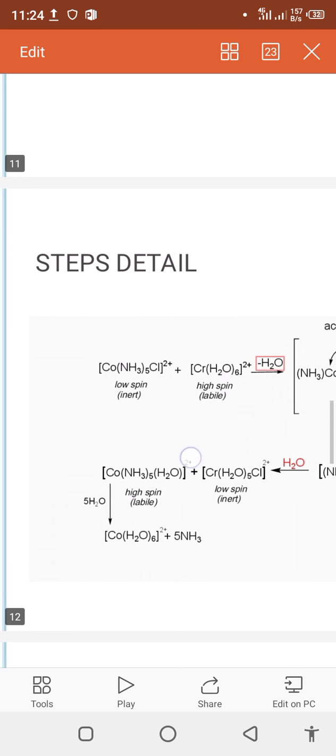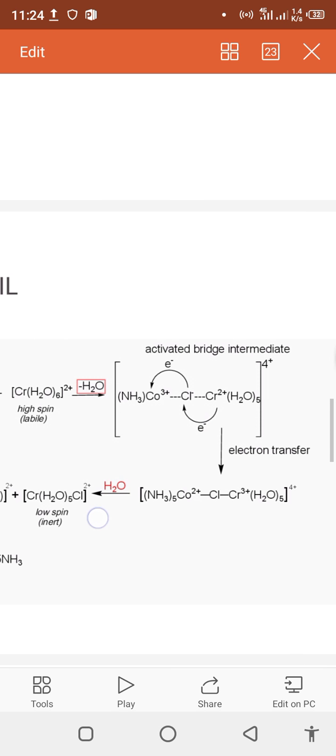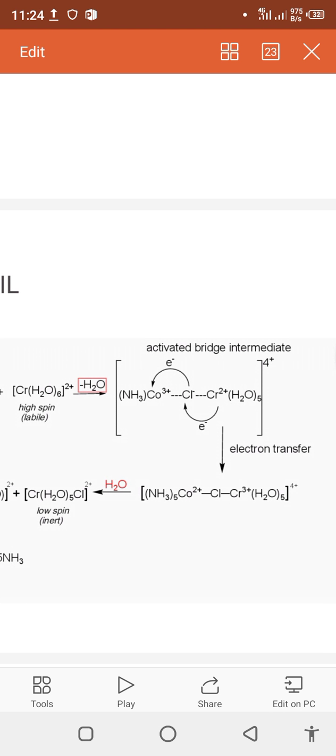Because both species, oxidant and reductant, have positive charge on their complexes. Due to having the same charge, repulsion occurs, so the precursor complex or solvent shell is not formed. So the activated bridge intermediate is formed. Through this bridge intermediate, electron is transferred, same as the tunneling effect, as we discussed above.